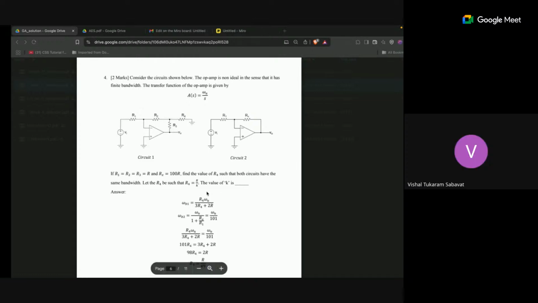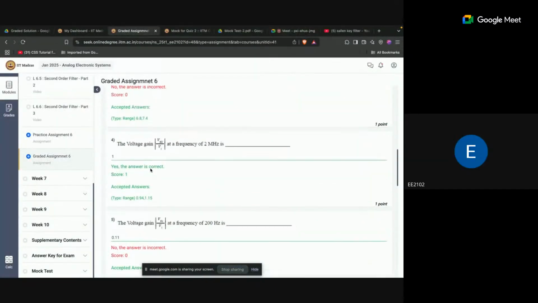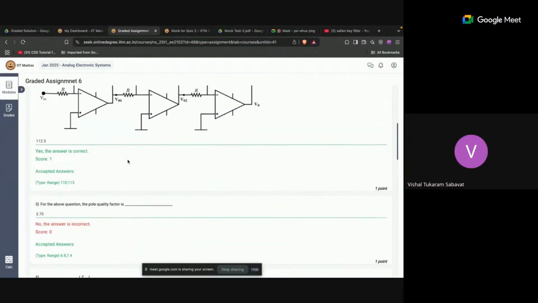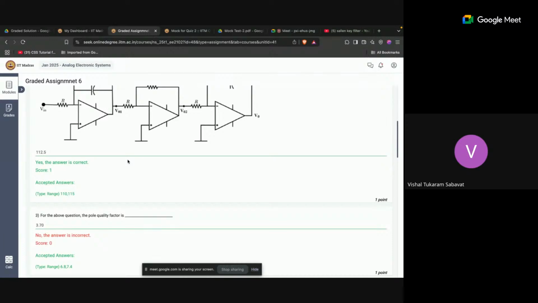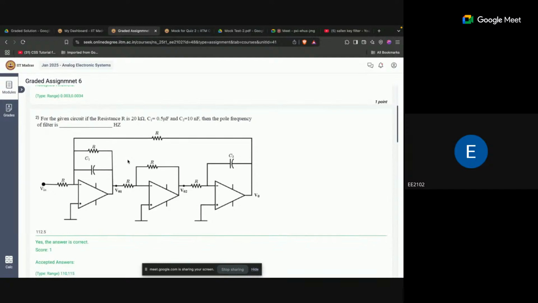Okay, sir. And one more doubt. In week 6, while calculating the pole frequency, the formula was 1 by R under root C1 C2, I guess. Yes, the pole frequency. Since here the value of R is common for every resistance, if we get some other values for R1, R2, and R3, which R are we supposed to consider at that time?